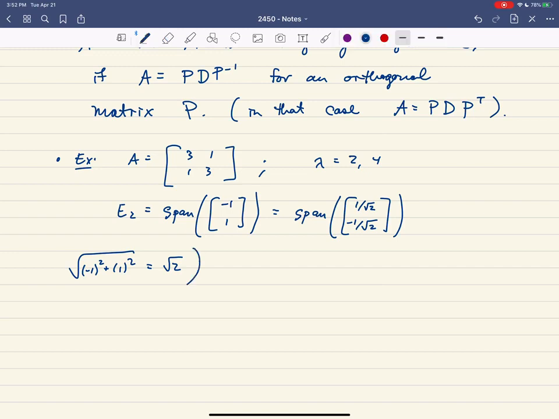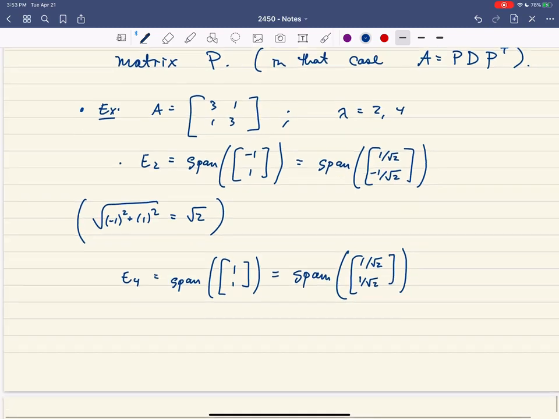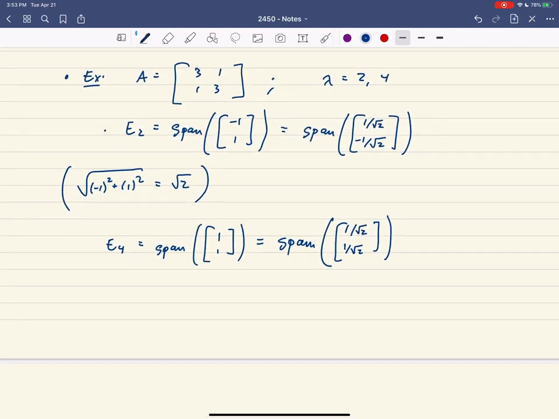So it's going to be spanned by the vector 1 over square root of 2, negative 1 over square root of 2. And E4 is going to be spanned by the vector 1, 1. So if you do the computation, you get the vector 1, 1. And in order to make this a unit vector, I'm going to divide this again by square root of 2. It's almost the same computation, just replace the negative 1 here with a 1. But when you square it, you get the same thing, so you still get square root of 2. So this is 1 over square root of 2, comma 1 over square root of 2. And that's going to be the eigenvector corresponding to 4.